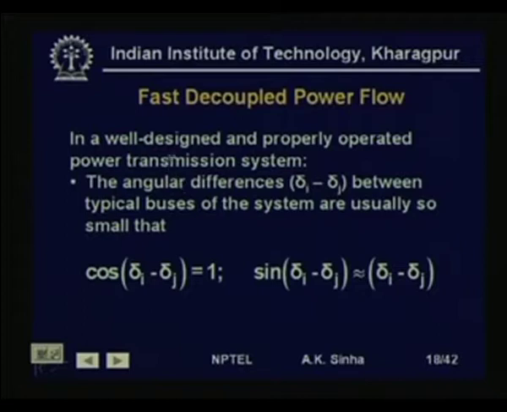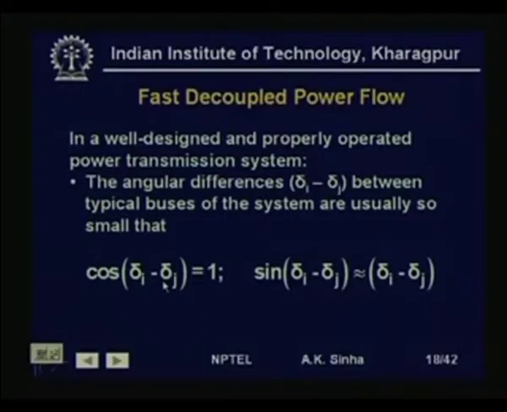In a well designed and properly operated power transmission system, the angular differences, that is delta i minus delta j, between typical buses of a system are usually small. So we have cos(delta i minus delta j) equal to 1. Normally this angle difference will be of the order of 10 to 15 degrees maximum, most of the time less than that also. Therefore, cos(delta i minus delta j) is very nearly equal to 1, and sin(delta i minus delta j) is approximately equal to delta i minus delta j radians.